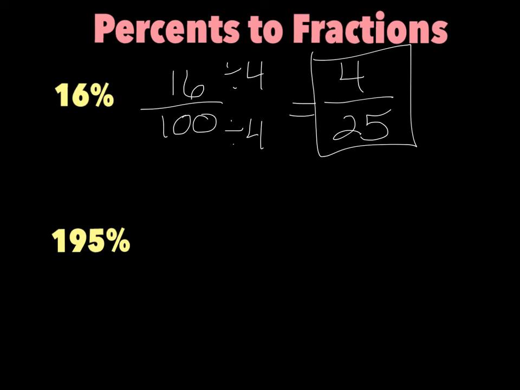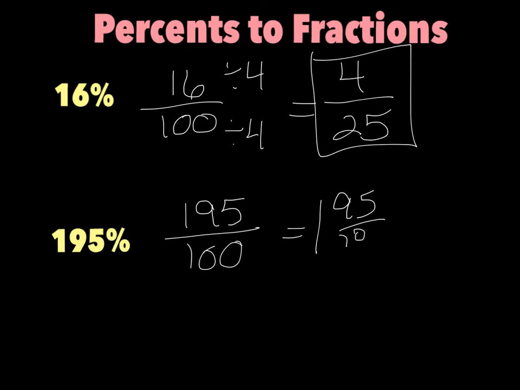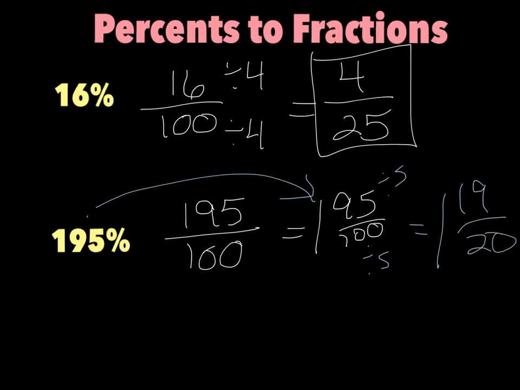So next problem, we have 195%. If you think of it, you have 195 out of 100. So you have at least one whole and 95 out of 100 left over. And some of you may just skip straight to this step, and that's totally fine. But then we need to think, well, I can divide both of these by 5, which will give me 1 and 19/20.